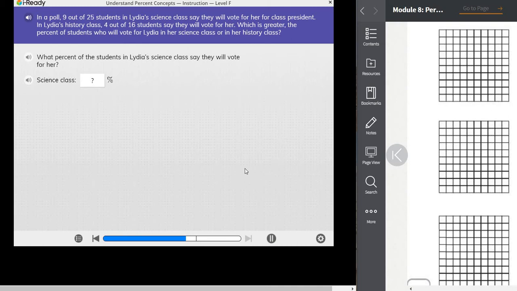All right, so let's go ahead and look at this problem from iReady. It says, in a poll, 9 out of 25 students in Lydia's science class say they will vote for her for class president. In Lydia's history class, 4 out of 16 students say they will vote for her. Which is greater, the percent of students who will vote for Lydia in her science class, or the percent of students who will vote for Lydia in her history class?